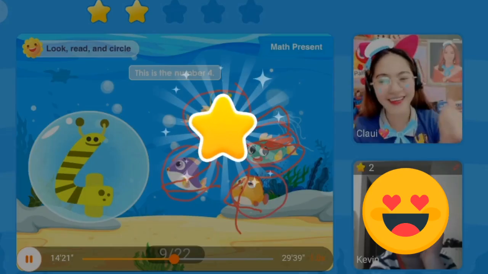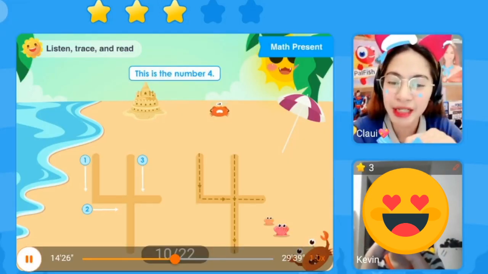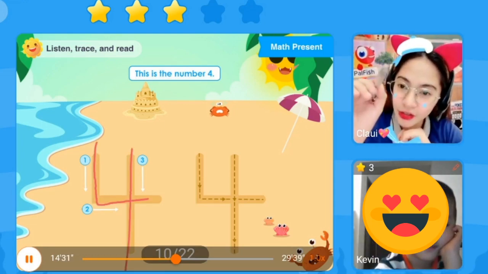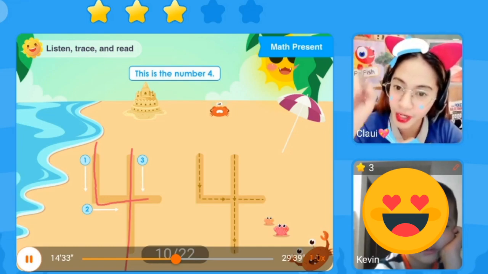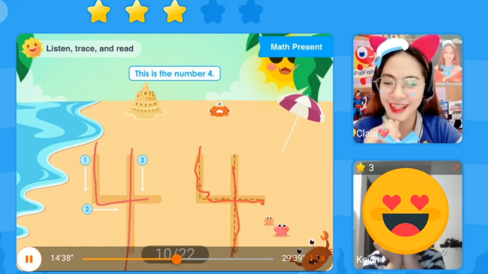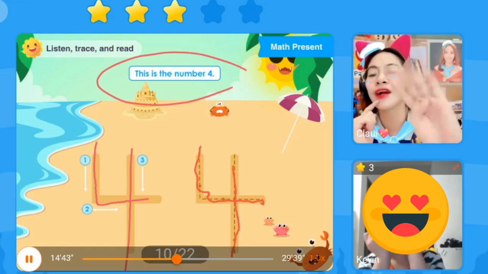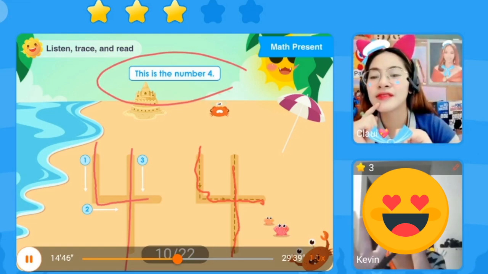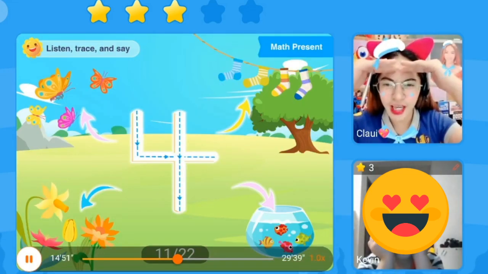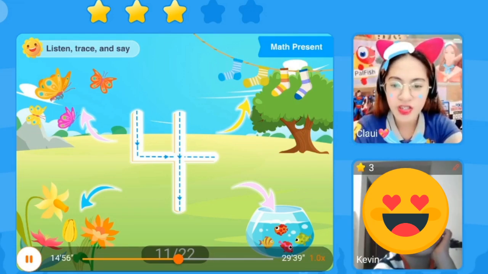Okay, look. This is the number four. Look at me. I will trace number four. Can you do the same? Trace number four. Yes. Okay, now let's say this is the number four. Good job. Now look, can you trace number four?